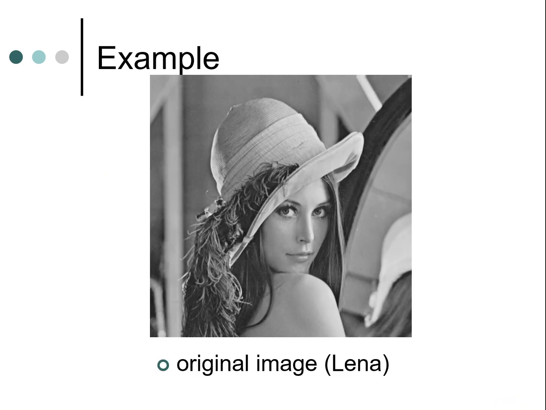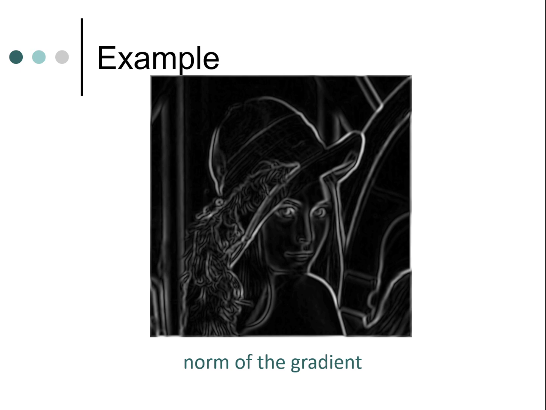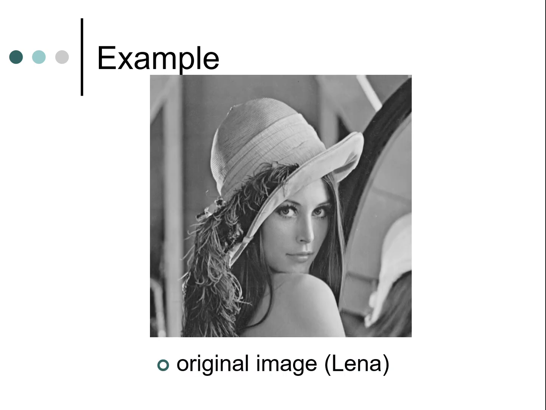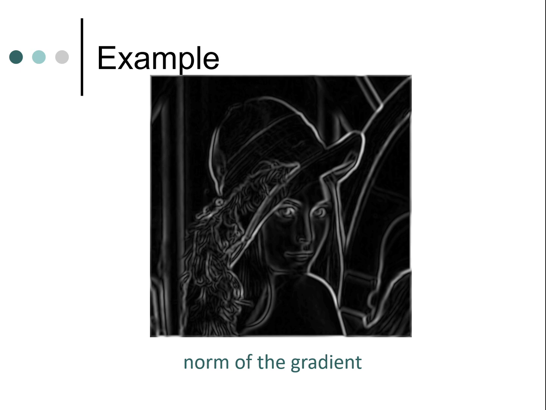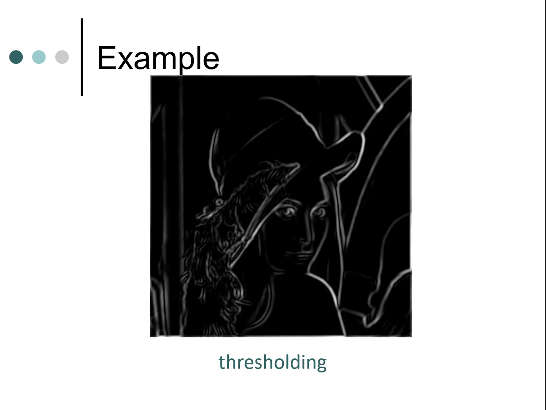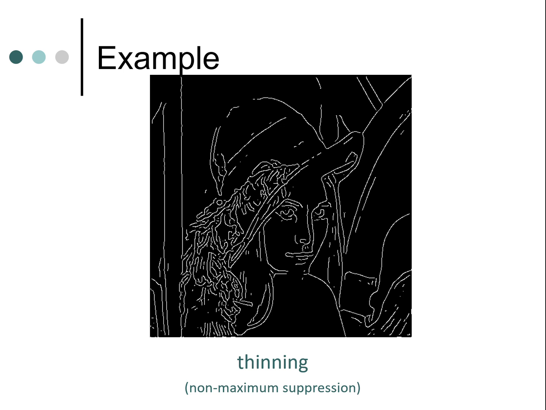This is the original image of a girl, Lena. It shows the normalized gradient of this original Lena image. We can see the edges which are present in the image have been detected. It shows the thresholding. Unlike the normalized gradient, we don't have any grayscale values in thresholding. Thresholding means a differentiation between black and white, the foreground and background separation. It shows the non-maximum suppression, like a thinning. It shows some of the minute edges which are present in the Lena image.